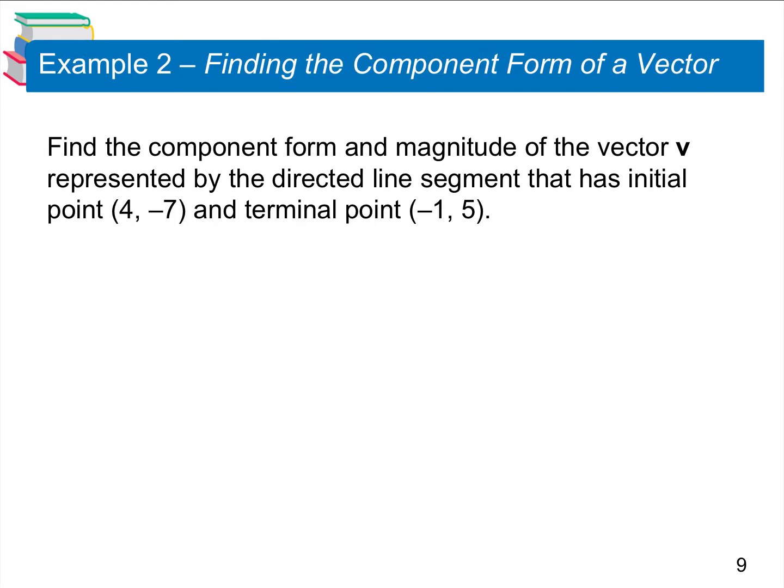All right, example 2 says find the component form of a vector and the magnitude of vector v represented by the directed line segment that has initial point and terminal points. So it's always terminal minus initial. And then it helps to remember that first goes with first and second goes with second. So terminal minus initial. And what's that to find the component form?